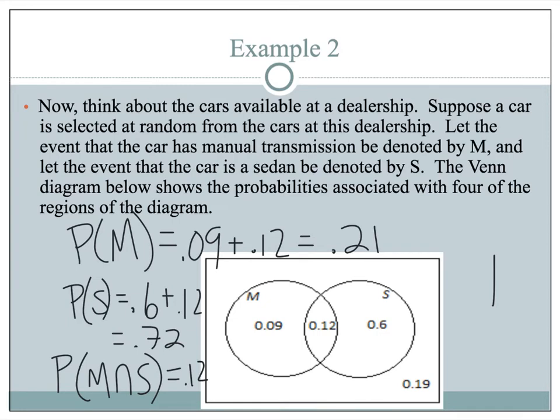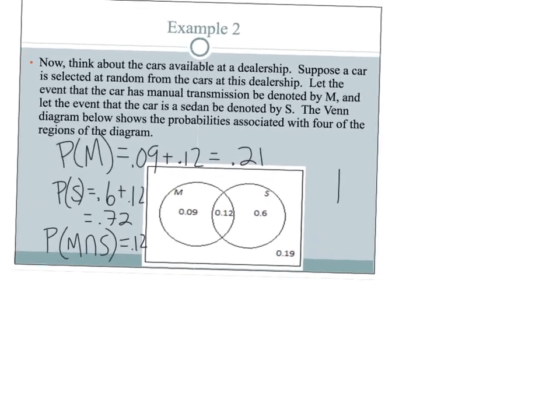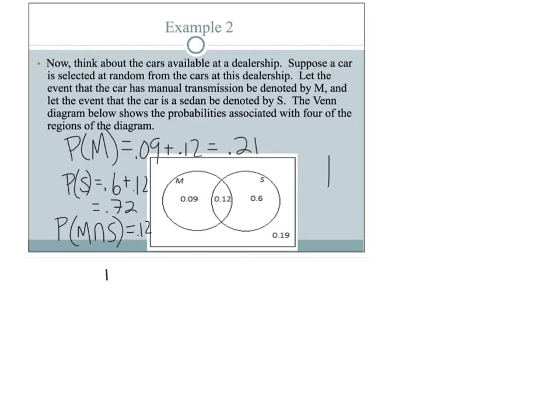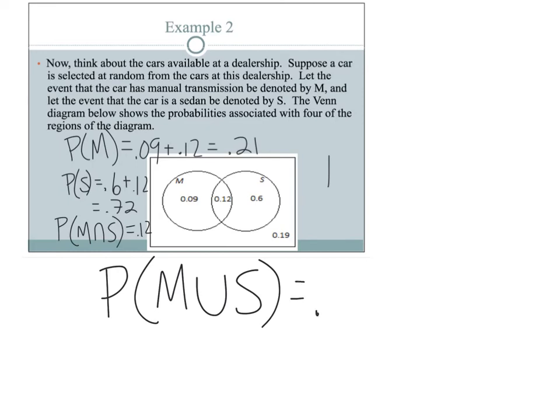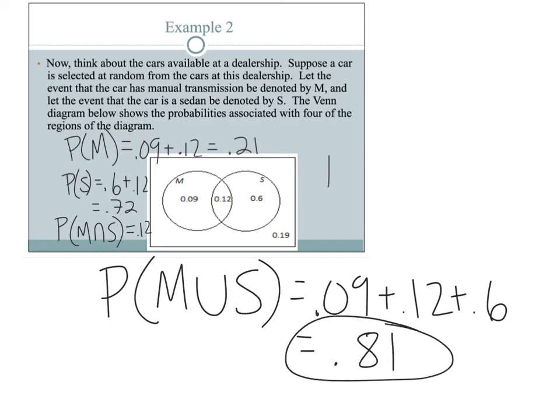Now, what's the probability of a manual or a sedan? Well, for the manual or a sedan, I could just add those three numbers up: 0.09, 0.12, and 0.6. And that leaves me with 0.81 as my probability of either one of those.